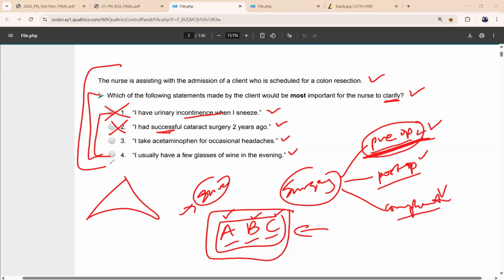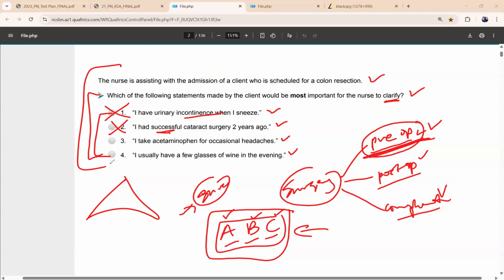Right. So now the third one, which is, I take acetaminophen for occasional headache, right? Which means you are trying to like, you are taking this particular medication for a particular problem, but what the NCLEX is really trying to test here is related to the kind of medication you use before surgery, right? Because there are certain medications you use before surgery that can be a problem.